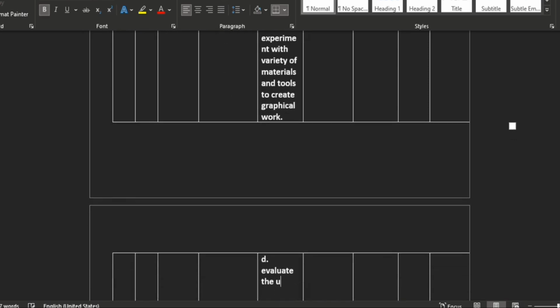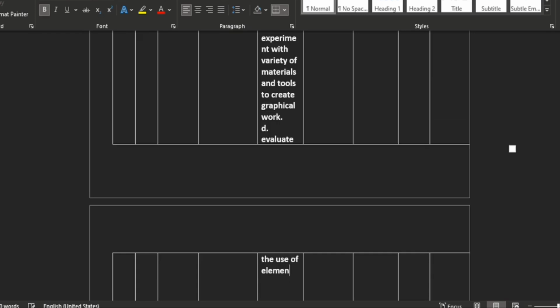So yeah, we are on D now, which is evaluate the use of elements and principles in graphics design. Right, so the learner should be able to evaluate the use of elements. What elements do we apply, and what principles do we apply in graphics designing? Right. So those are the learning outcomes.